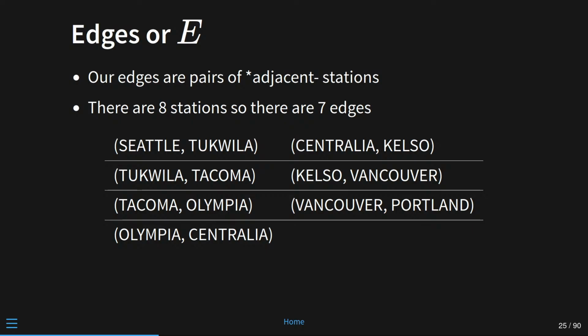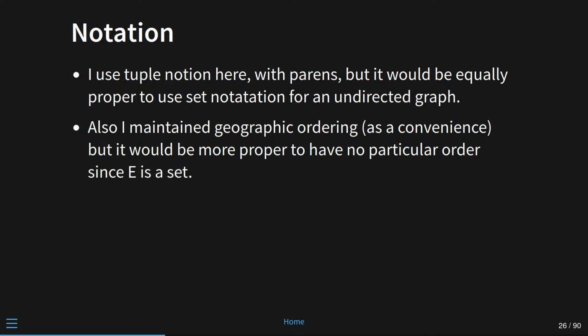Okay, so there are 8 stations, so there are 7 edges. Why is that? Fence post problem, we're off by 1. So we lose 1 cardinality to our set when we go down. I'm just thinking of these as unordered at this time, but it doesn't matter. I use tuple notation here with parens. Doesn't really matter what you use.